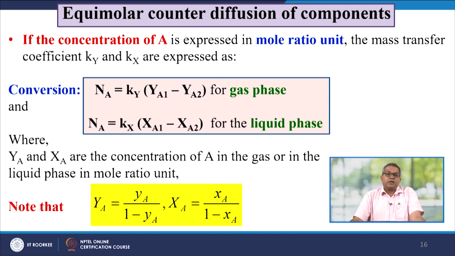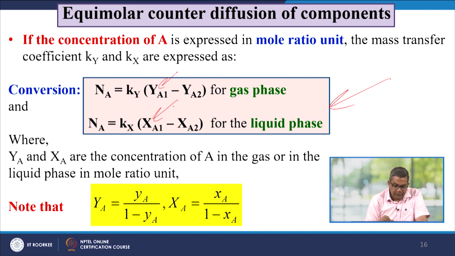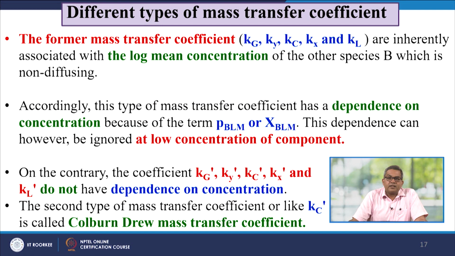Now if the concentration of A is expressed in mole ratio unit, the mass transfer coefficients Ky and Kx are expressed as a conversion, and this can mathematically be represented like this. Here Y_A and X_A are the concentrations of A in the gas or in the liquid phase in mole ratio unit. Therefore Y_A is equal to ya over (1 minus ya), and X_A is equal to xa over (1 minus xa). Now there are different types of mass transfer coefficients.